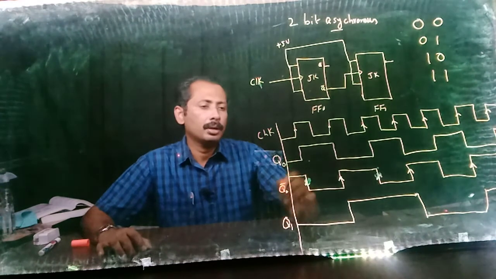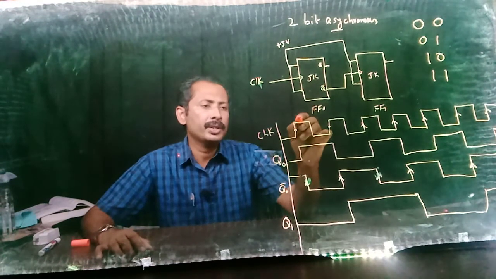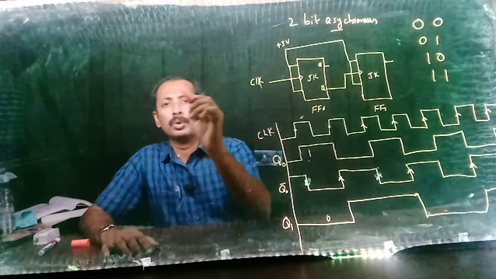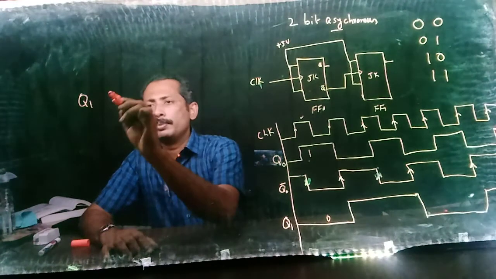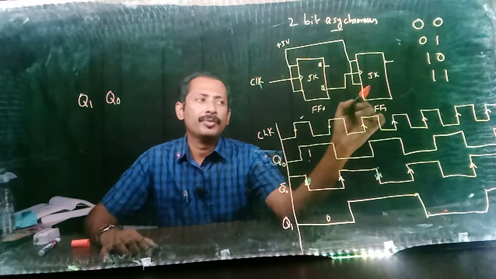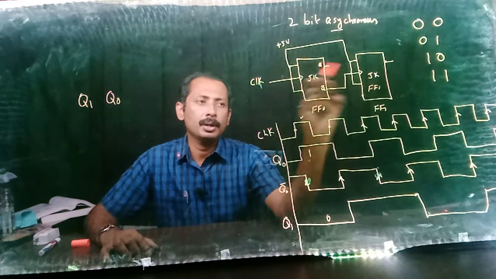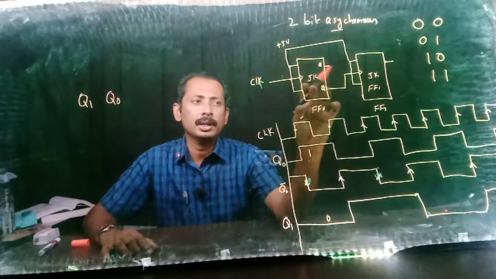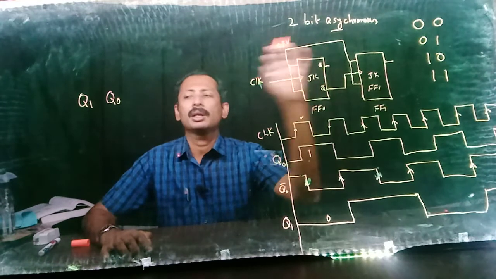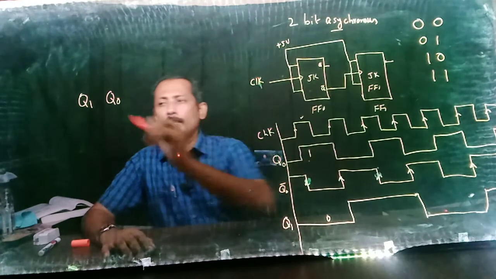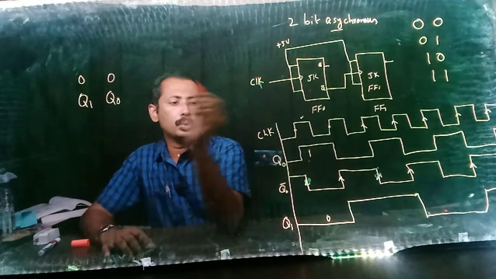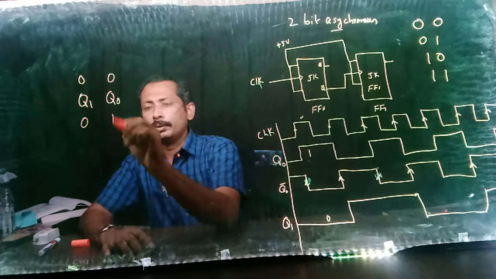If I observe this, during the first clock pulse, Q0 is 1, Q1 is 0. Q1 is the MSB and Q0 is the LSB. In the circuit, the first one is LSB, the second is MSB. So this is 1 0. Previously it was 0 0, the assumption was 0 0. Now Q0 is 1, so it is 0 1.